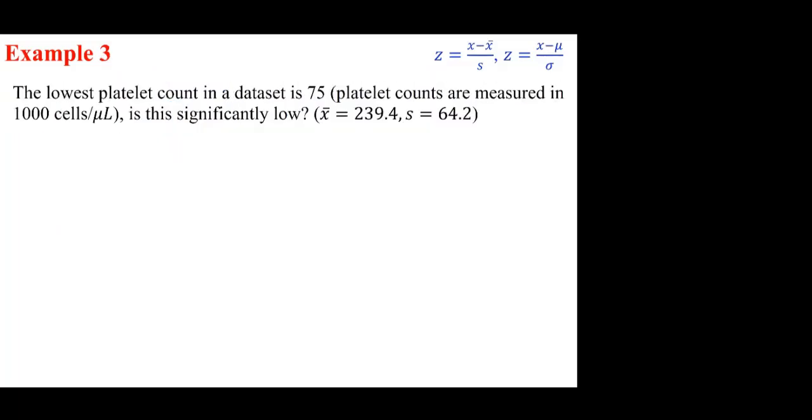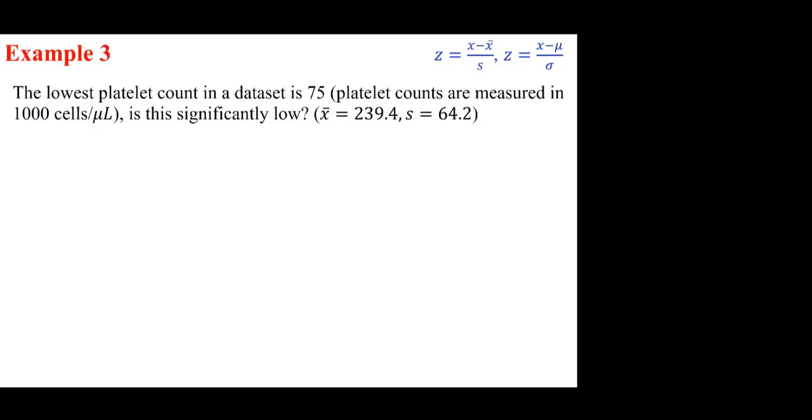The lowest platelet count in a data set is 75. Platelet counts are measured in 1,000 cells per microliter. Is this significantly low? X bar equals 239.4, S equals 64.2. Okay, so we just used the z-score to figure out what's going on.